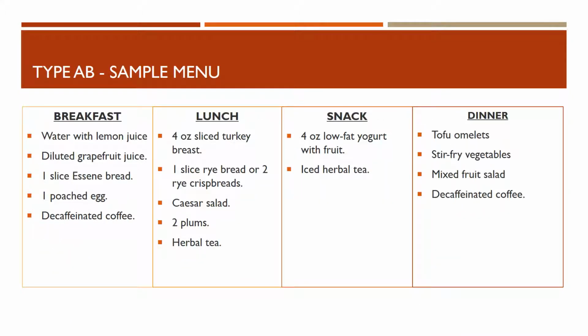So here's a sample menu for blood type AB. Breakfast is water with lemon juice, diluted grapefruit juice, a slice of Essene bread, 1 poached egg, and decaf coffee. For lunch, there's 4 ounces of sliced turkey breast, a slice of rye bread, Caesar salad, 2 plums, and a glass of herbal tea. And then for a snack, we have 4 ounces of low-fat yogurt with fruit and iced herbal tea. And dinner is tofu omelets, stir-fried vegetables, mixed fruit salad, and decaf coffee.